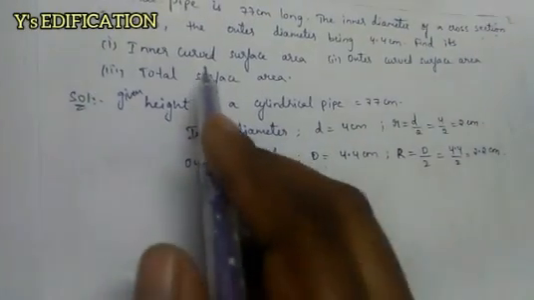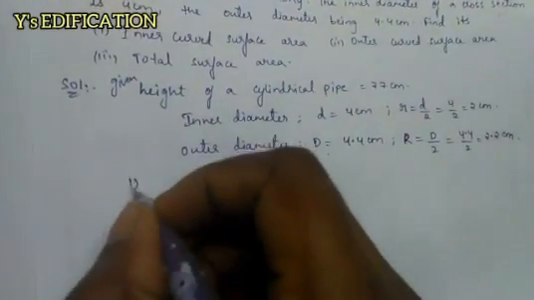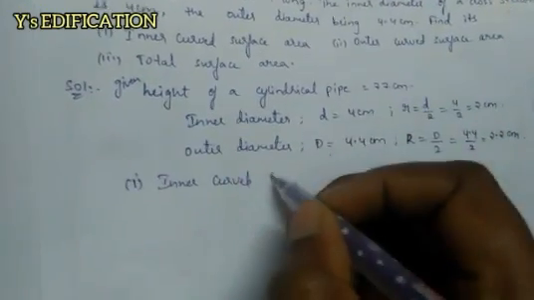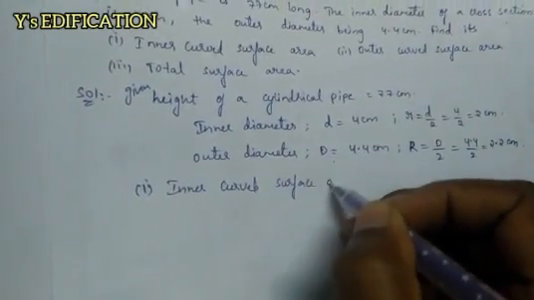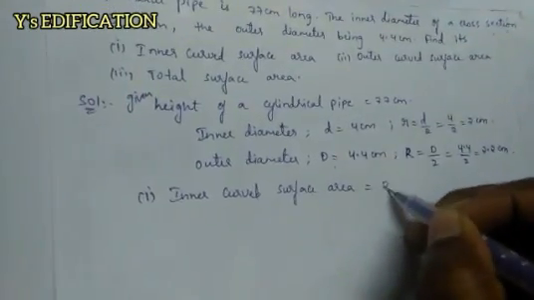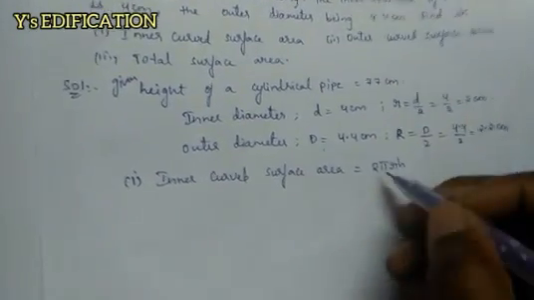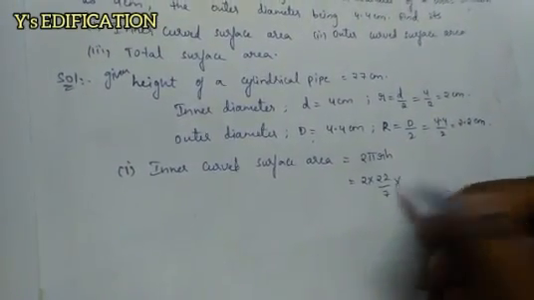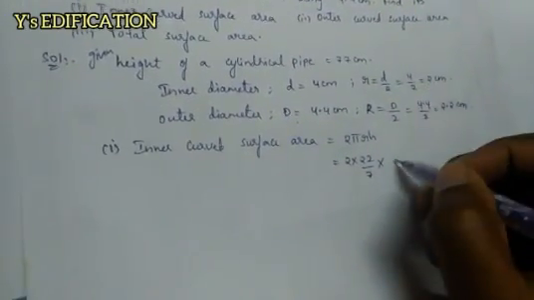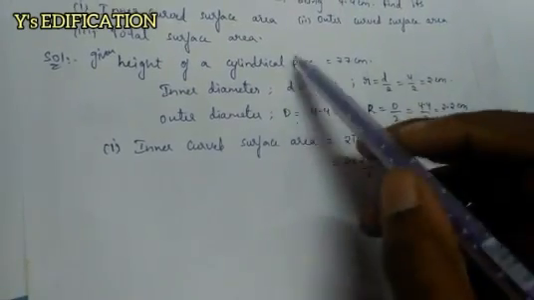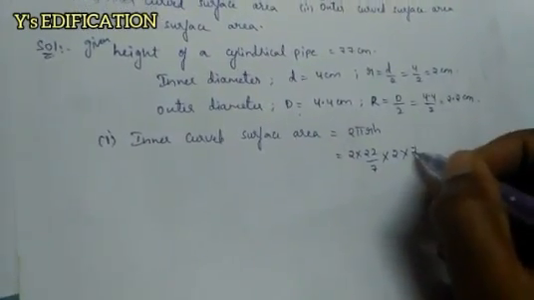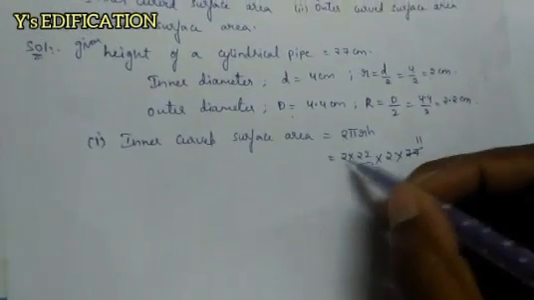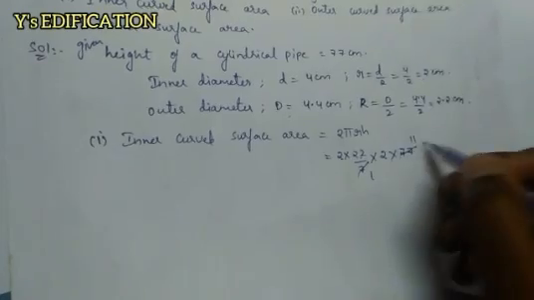Now what we have to find? Inner curved surface area. First one, inner curved surface area. So what is the formula of a curved surface area? 2 pi RH. Okay, substitute the values. 2 into 22 by 7 into what is the R value here? 2 into what is the height here? 77. Now cancel 7 into 1, 7 into 11. So 2 into 22 into 2 into 11.